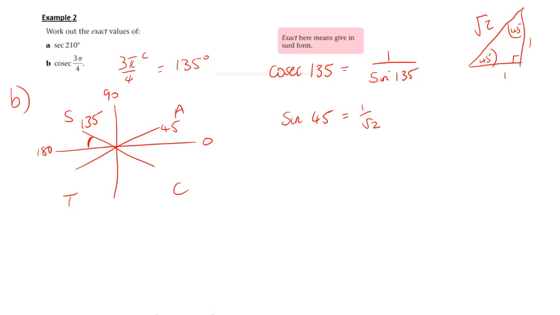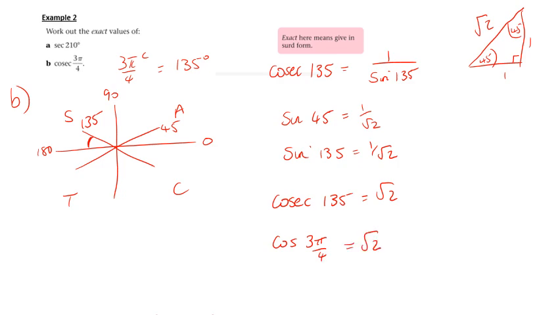Now, sine of 45 is a positive value. Sine of 135 will also be a positive value, and it'll be exactly the same value. So I now know that sine of 135 is 1 over root 2. The question was, what is cosec of 135? Well, it's the reciprocal of that, which will be root 2. The question was in radians, but that doesn't matter because I've worked in degrees. Cosec of 3 pi over 4 is root 2.